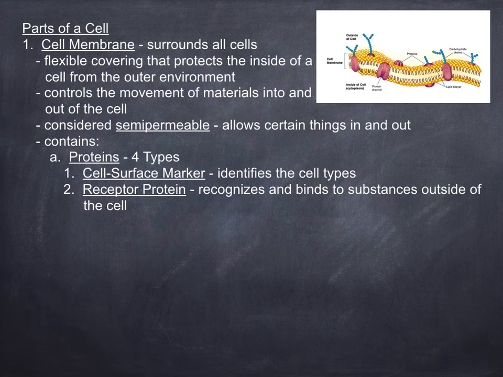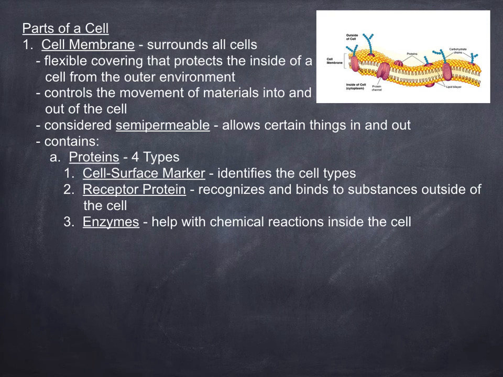The second one is the receptor protein. So this one recognizes and binds to substances outside of the cell. So you can kind of think of this one like your friend. So when you walk by, your friend says, hey, I know you, and grabs hold of you and brings you over, right? So that's kind of what the receptor protein does. It recognizes things going by, grabs onto them, and holds on.